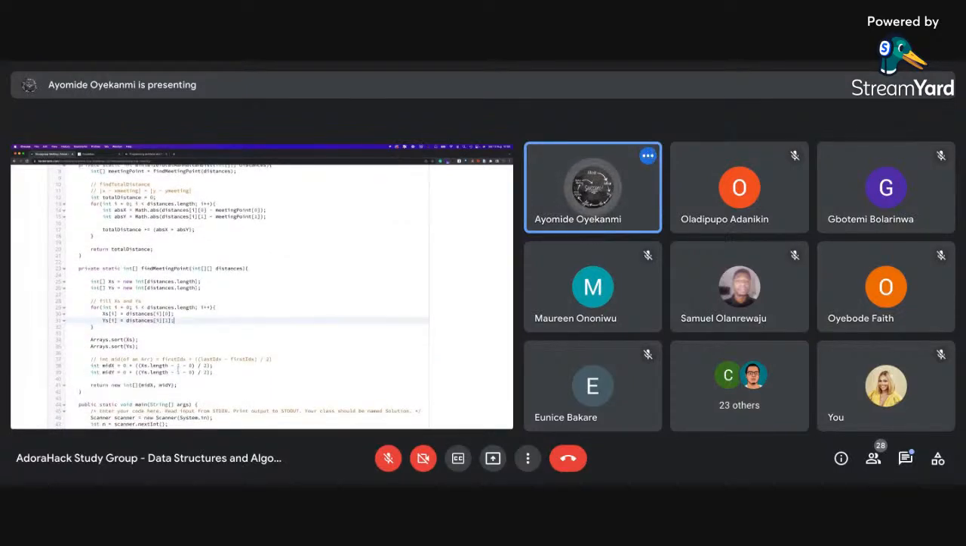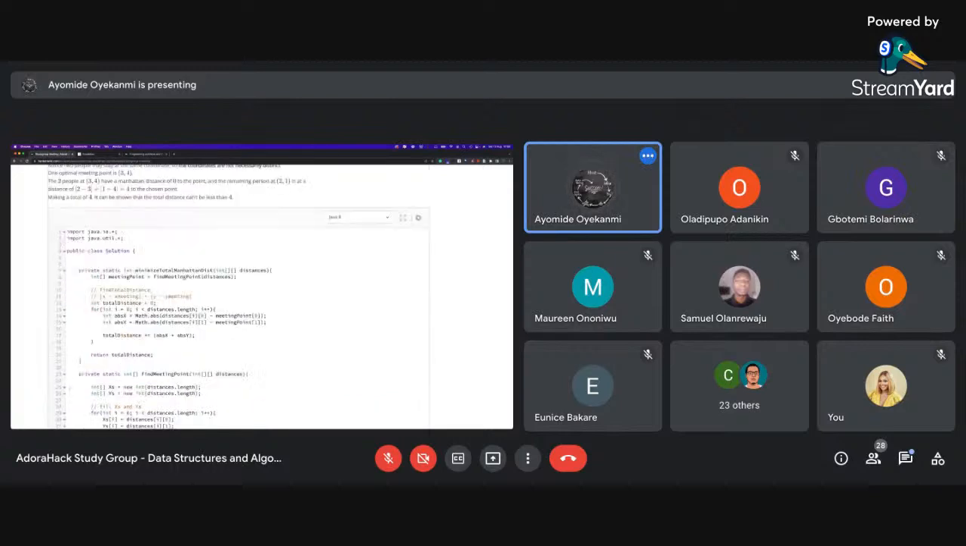Please interrupt me if what I'm saying doesn't make sense to you. I will try to explain again. This makes sense so far. So here we have the distances. I create an array for x's and y's. To get x's for each distance, I get the value at the first position. For y's, I get the value at the second position. When I'm done getting x's and y's, I sort them. Then I find the middle of x's and middle of y's, and I return that as the meeting point. And when I get the meeting point, I calculate the distance that everyone is taking to reach that meeting point, add it to the total distance, and return that. Does that make sense?